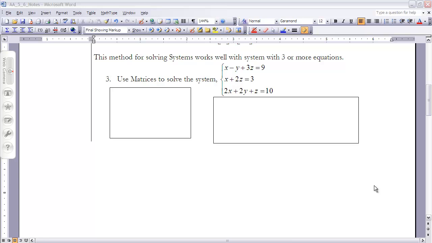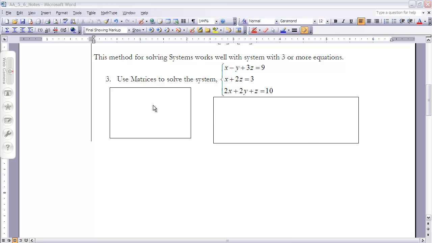So what we want to do first of all is make sure that the system is in standard form. All the variables should be in the same order on the left hand side, and then set equal to some constant on the right hand side. Remember, if one or more of the equations is missing a variable, you need to put a 0 in that place. So the first step, and probably the most important step, is getting the system written in matrix form.